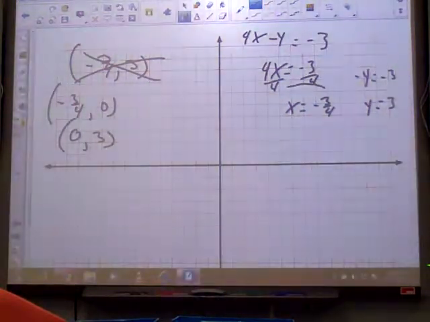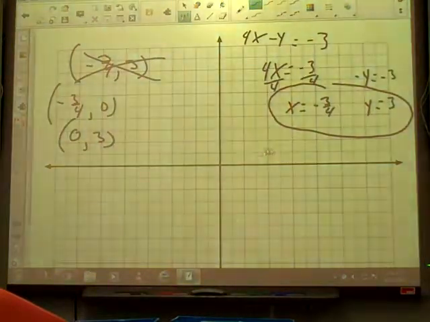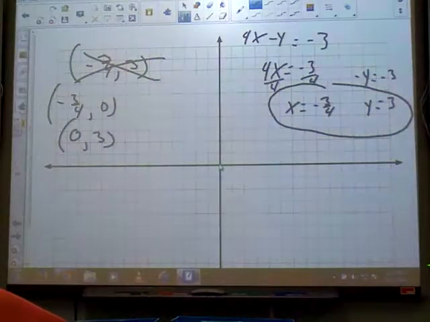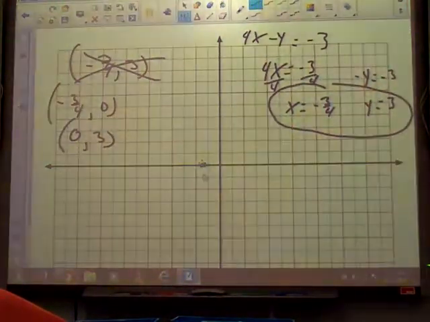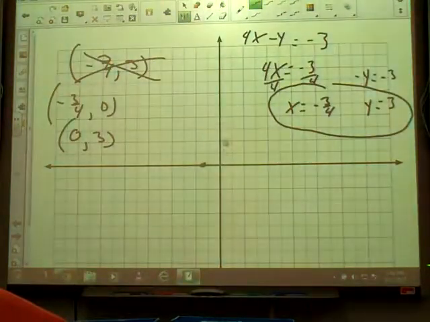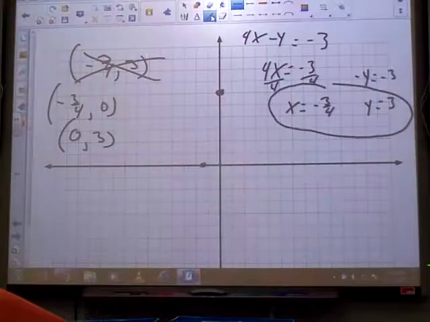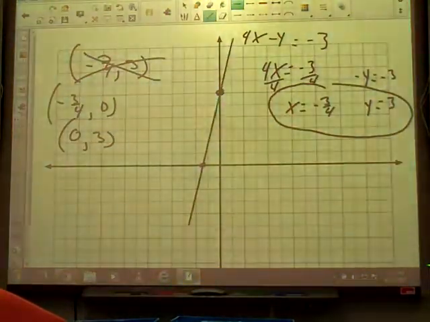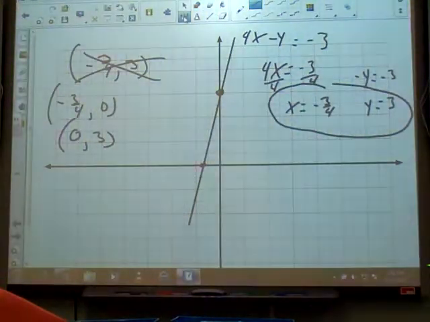I just put my answer if they ask for intercepts. I normally just leave it like that. But any of it's good. Let's go ahead and graph it. I asked you to graph it. Negative 3/4 is left, almost 1, in between a 1 and a half, and then 0, 3 would be there. That's a fairly steep line, isn't it? There you go. It goes dead on. I did good that time.